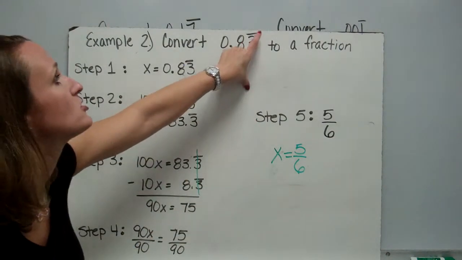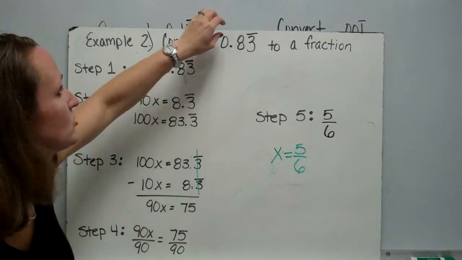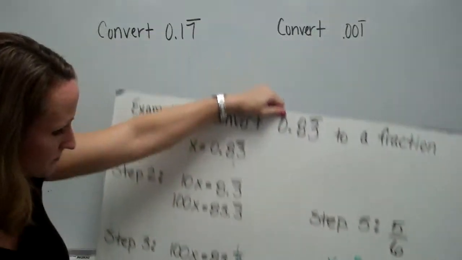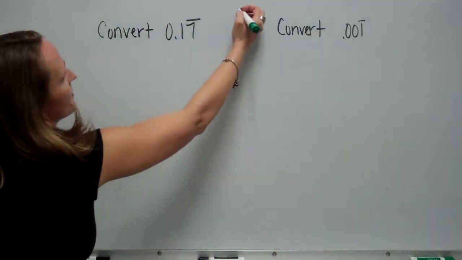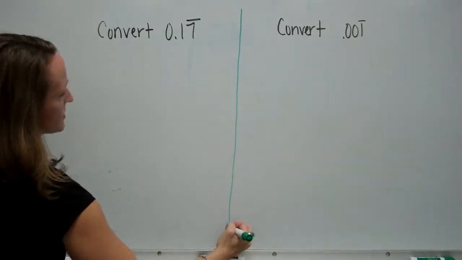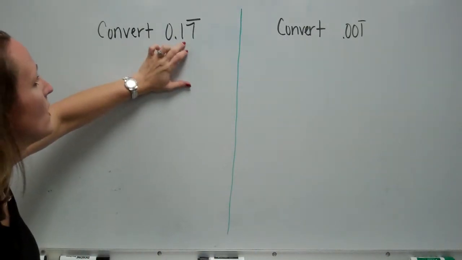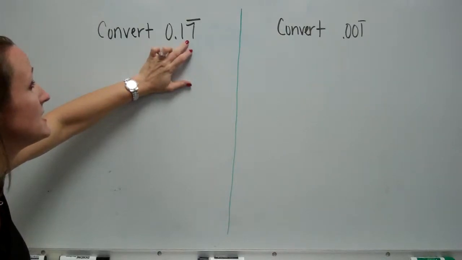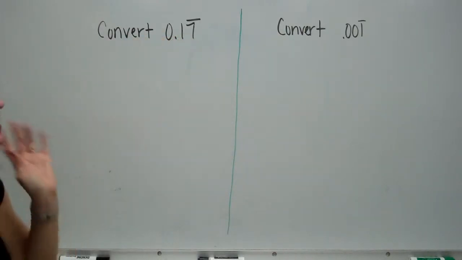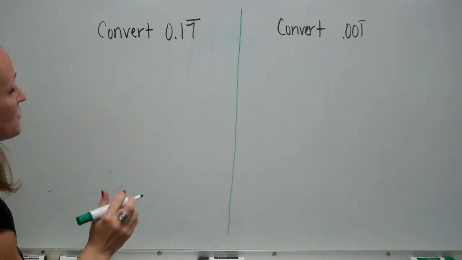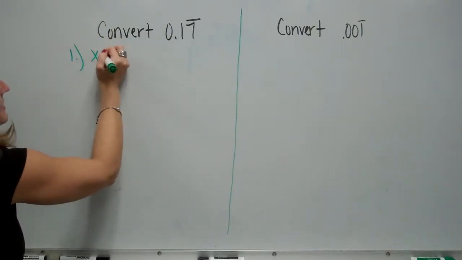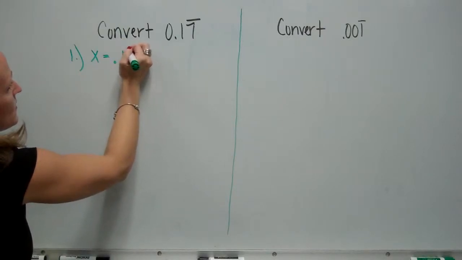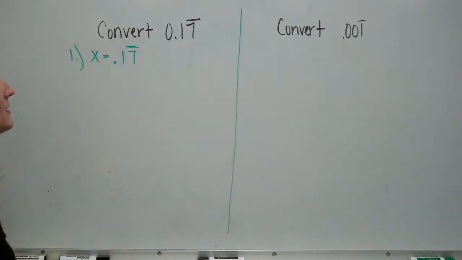Let's look at more where there's only one repeating decimal. All right, here they are. Convert, and I'm going to draw a line here so you can see it's two separate problems. Convert 17/100ths with a repeating 7 to a fraction. So for step 1, remember x equals 0.17 repeating.